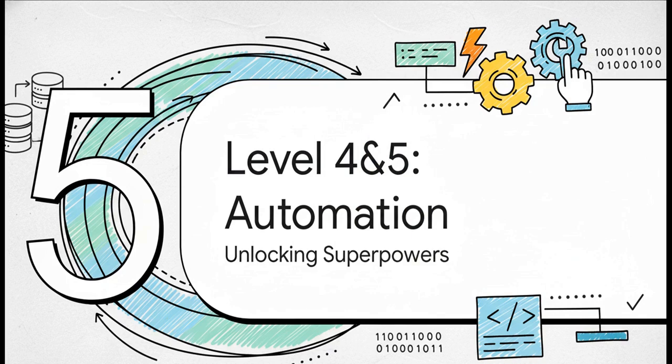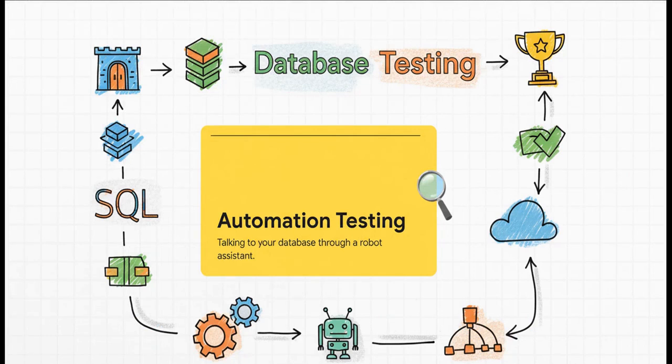Levels 4 and 5 are all about automation and mastery. This is how you go from being a skilled apprentice to a full-on testing master, all by using the power of code. So what exactly is automation? Well, the easiest way to think about it is like having your own personal robot assistant who never gets tired. You just write the instructions one time, and this little robot can run thousands of checks for you perfectly, every single time, day or night.